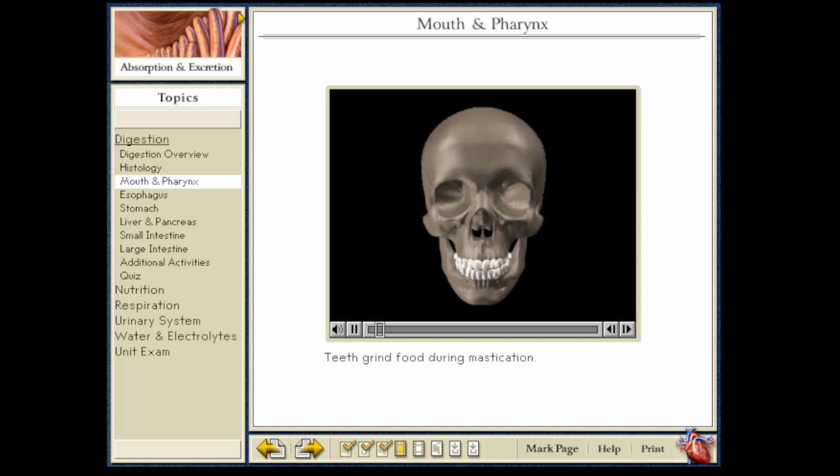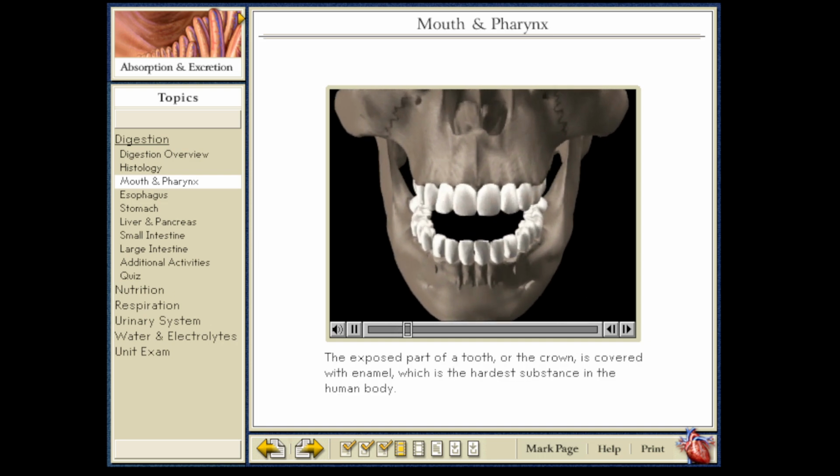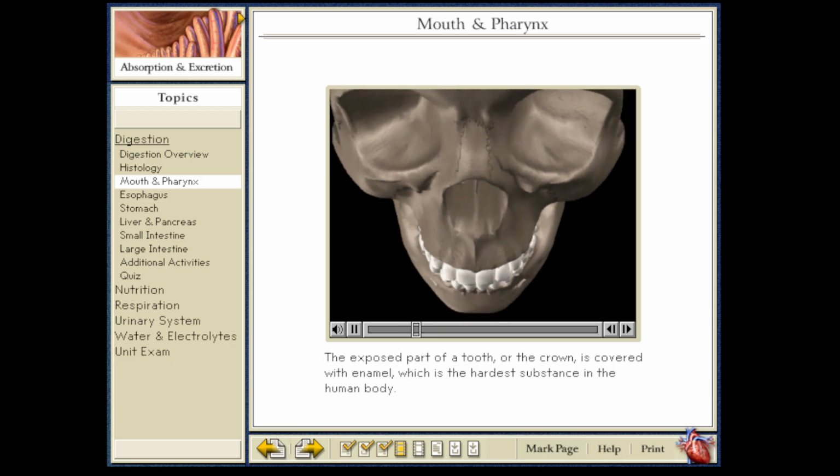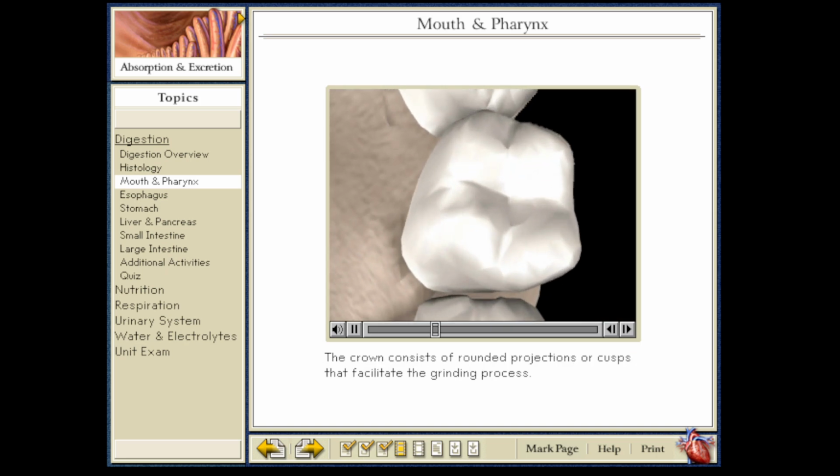Teeth grind food during mastication. The exposed part of a tooth, or the crown, is covered with enamel, which is the hardest substance in the human body. The crown consists of rounded projections, or cusps, that facilitate the grinding process.